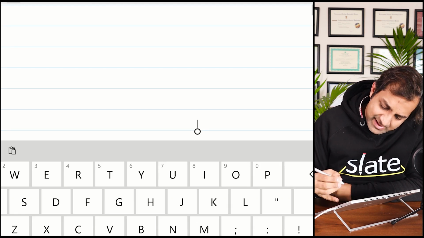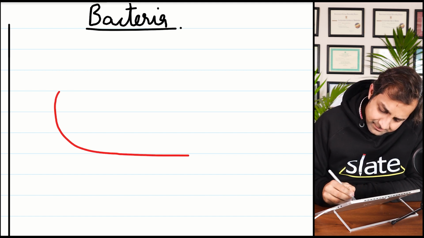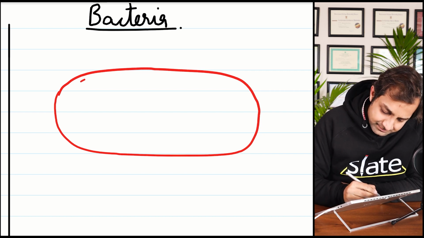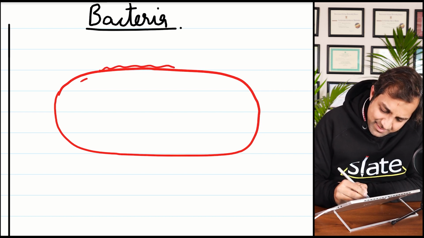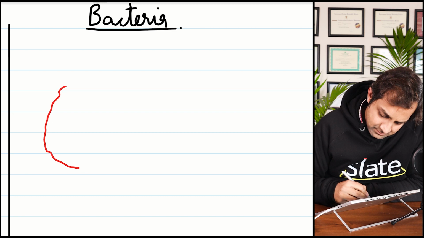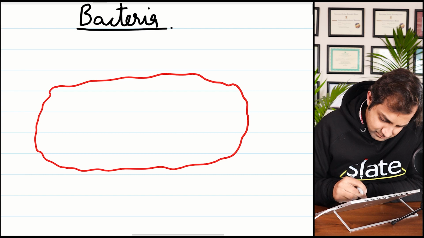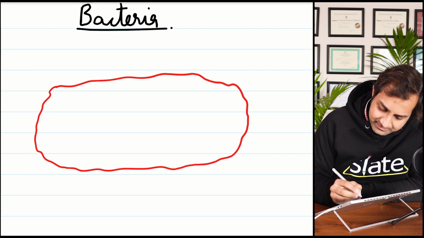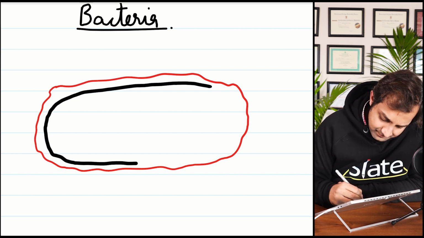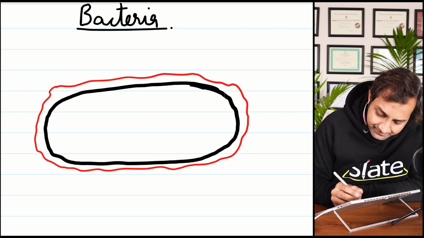So in the structure of bacteria, on the outermost side, there is a slime capsule. It has a slimy appearance. I should have drawn it like this. It's a slime capsule. And then we have a cell wall. And of course, after the cell wall, inside we have a cell membrane.